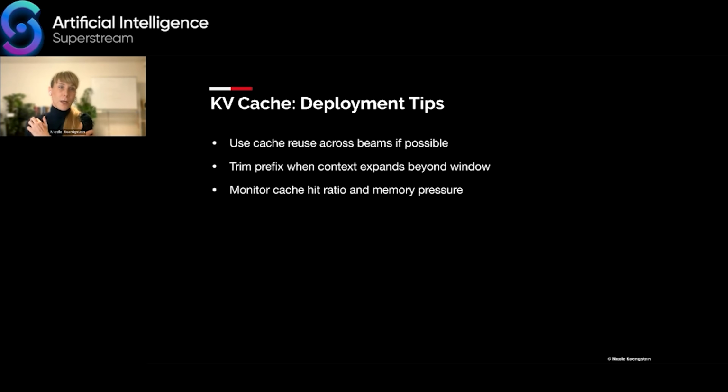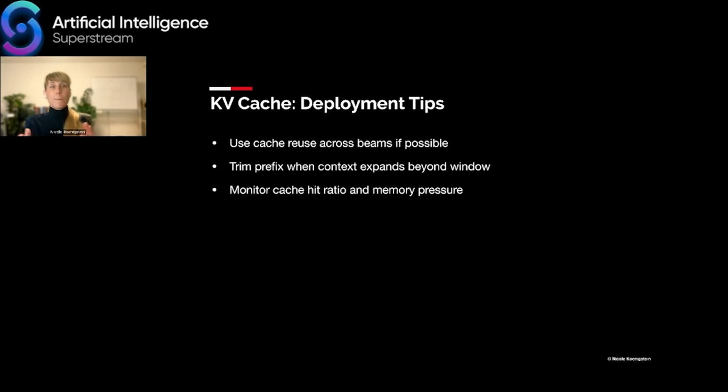And what are some of the deployment tips I can give you? Use cache reuse across beams if possible. Trim prefix when context expands beyond the window. And as a side note, you might have heard about this as well, this helps you in addressing to some extent the needle in a haystack problem, where the accuracy of your model decreases because the context window is too big. And of course, monitor cache hit ratio and memory pressure.